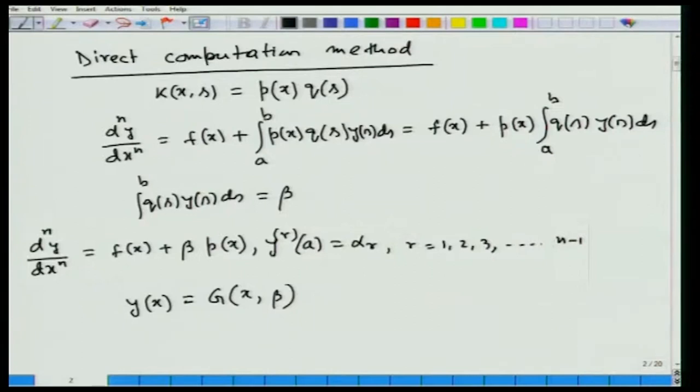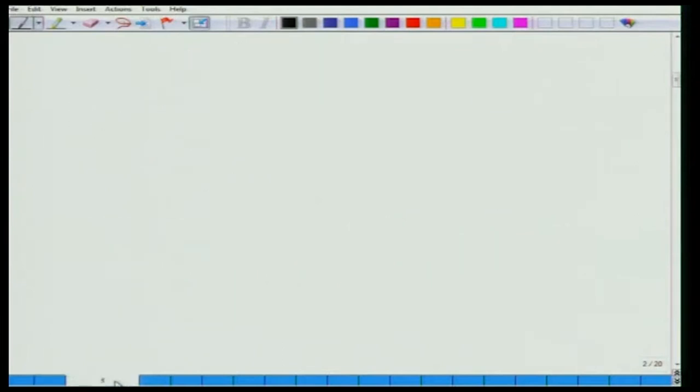out the particular value of beta, and then substituting this beta in the final expression, that is y(x) equal to capital G of x comma beta, you can find the solution of the given integro-differential equation. So, this is the method for separable kernel. Now, we consider two examples.